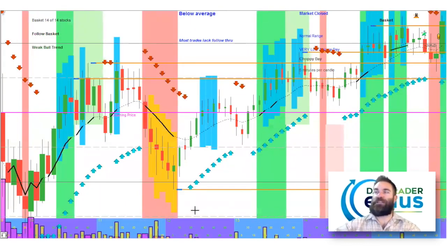So you can see the warnings are below average. Most trades lack follow through. That's why I say it's just okay. And those warnings, they hold pretty well. They're pretty constantly reliable.